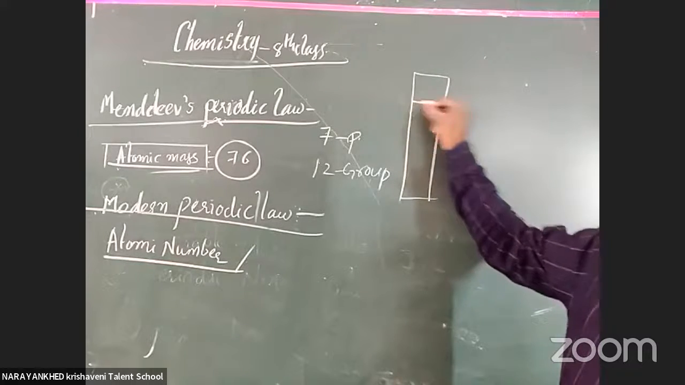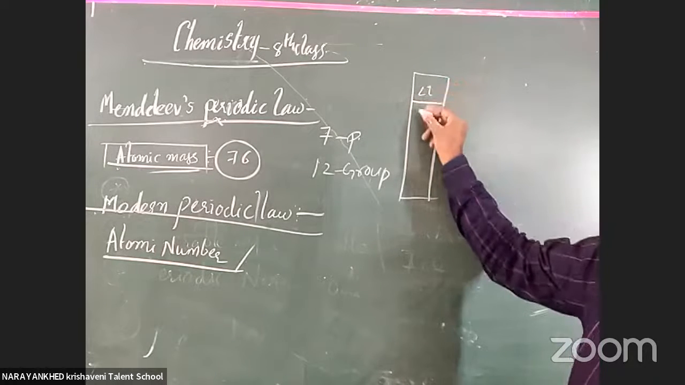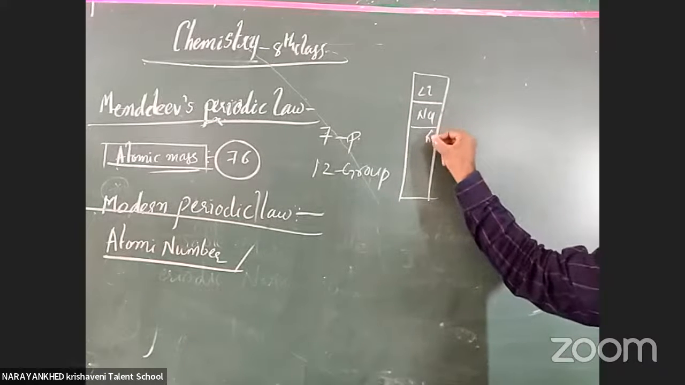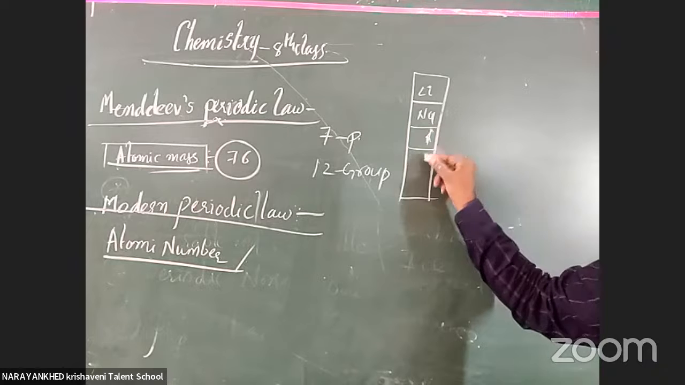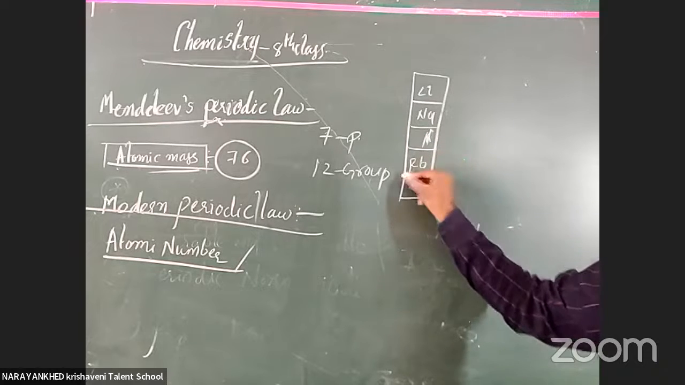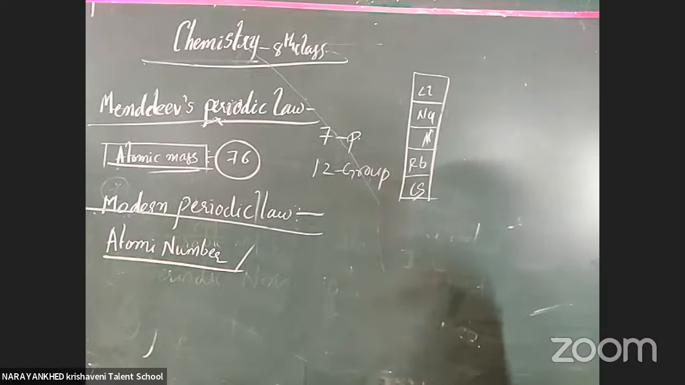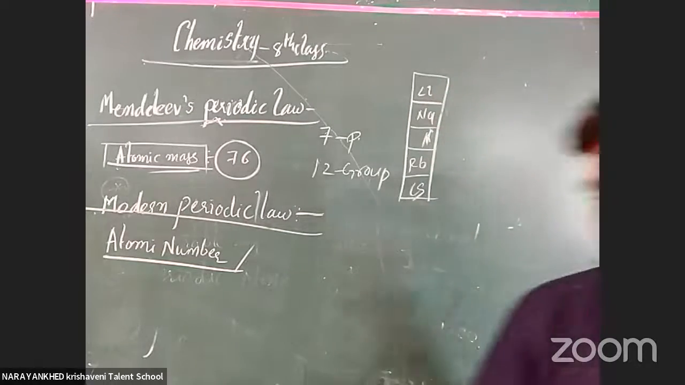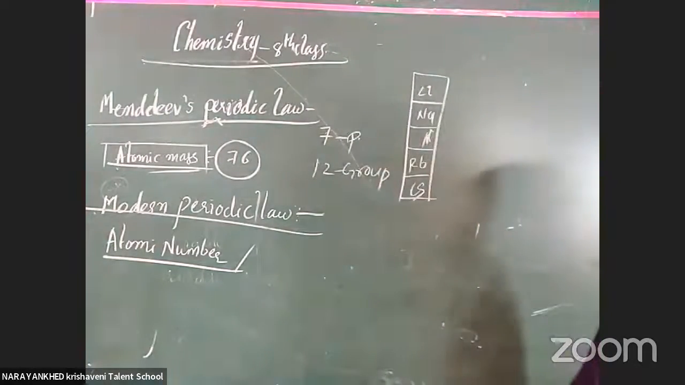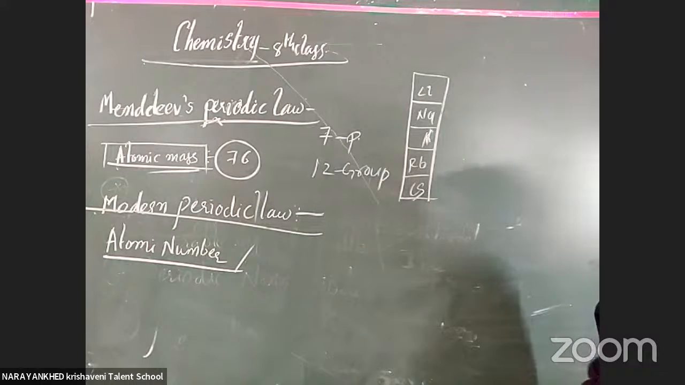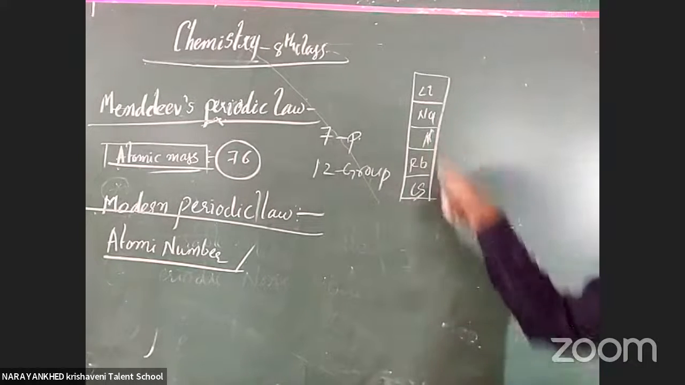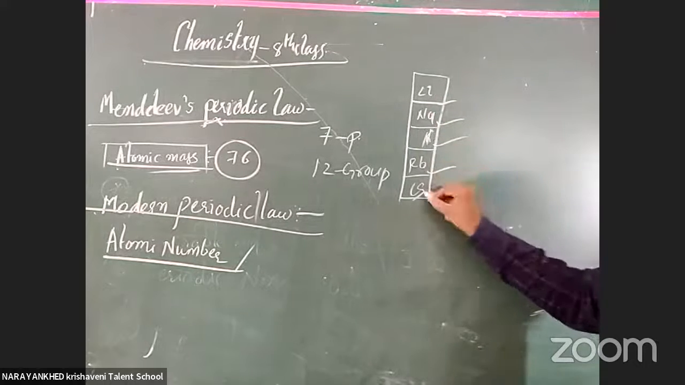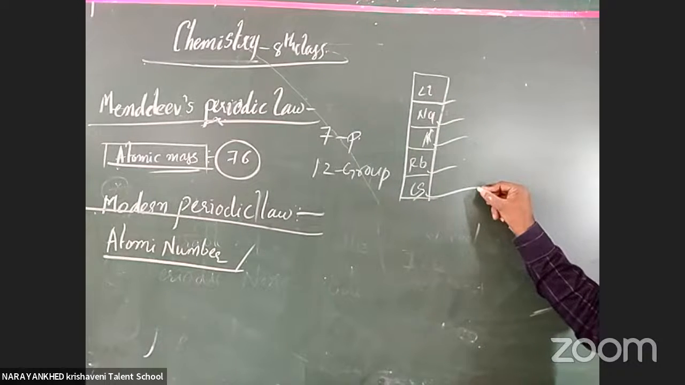Suppose in the first group we consider what? Lithium, sodium, and as well as potassium, rubidium, and as well as cesium. He considered like that. According to him, this group contains the same properties. Clear or not? It contains the same properties. Lithium, sodium, potassium, rubidium, cesium contain the same properties.